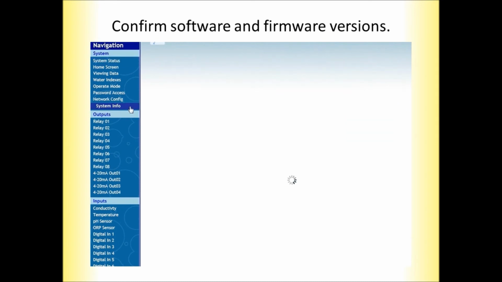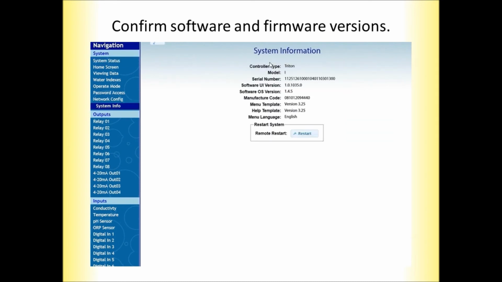Another handy feature of remote monitoring is to be able to check the model, serial number, software versions, firmware versions, any information you need to access about your device. You can check it remotely and make sure that it's got the latest software and is up to date.